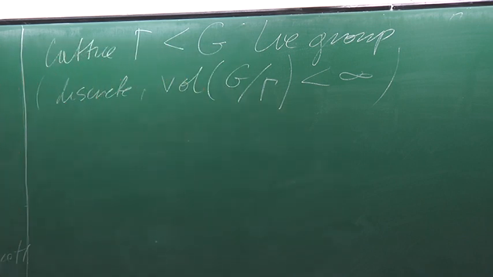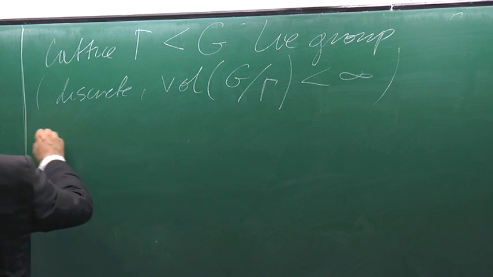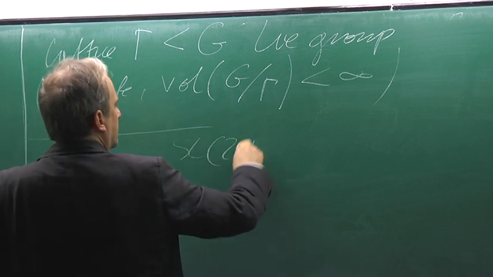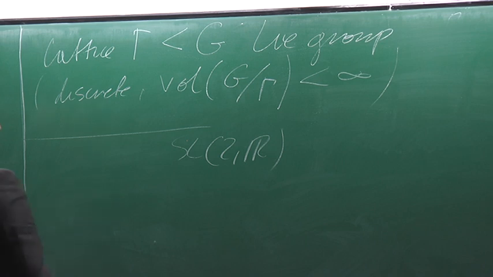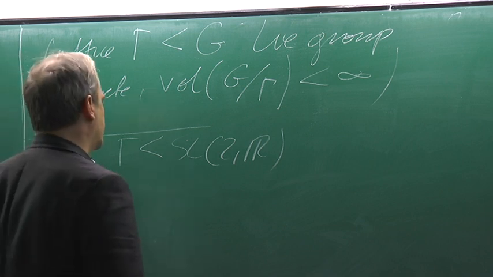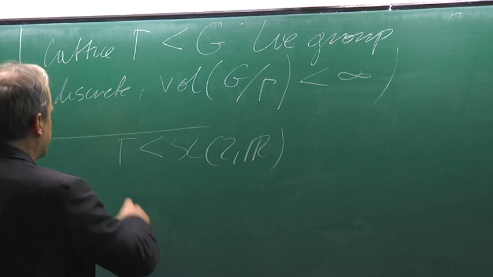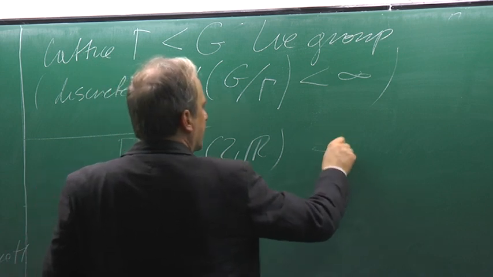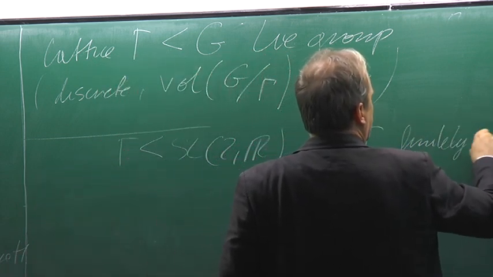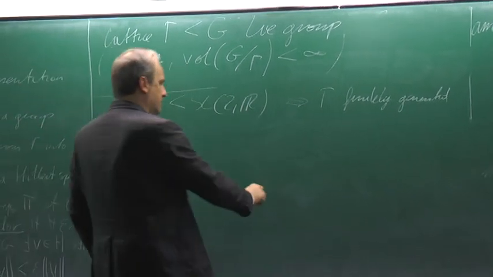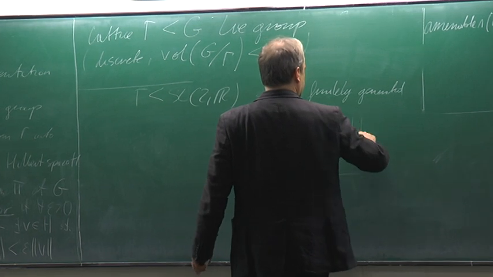he wanted to prove that some of these discrete groups are finitely generated. Okay, and the motivation comes from the group of isometries of the hyperbolic plane. So in this case, if you take a lattice, this is a theorem that goes back to Poincaré, and we have all seen its proof in the topology class, that gamma in this case is finitely generated.